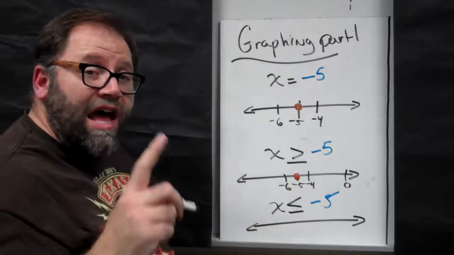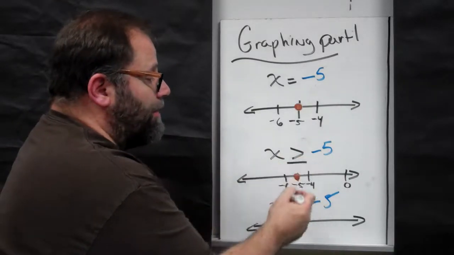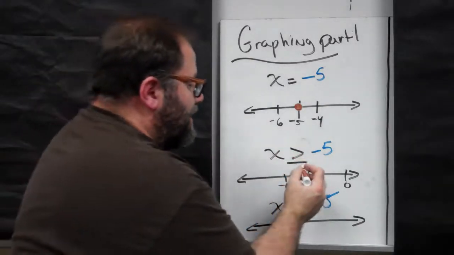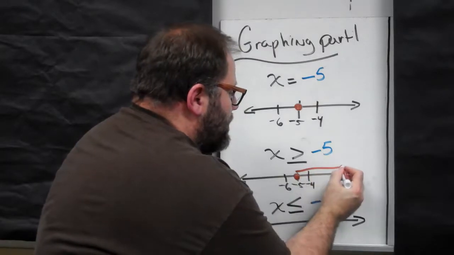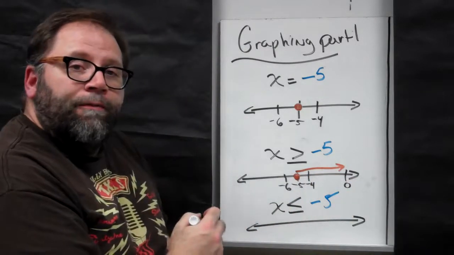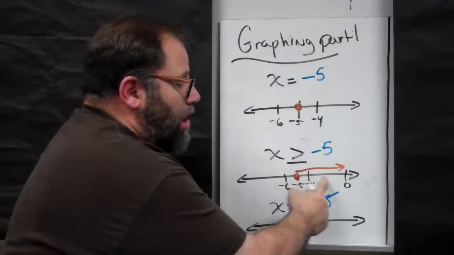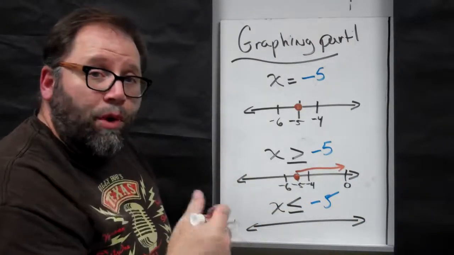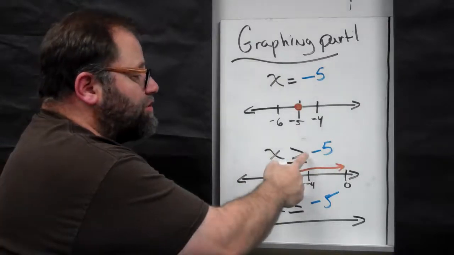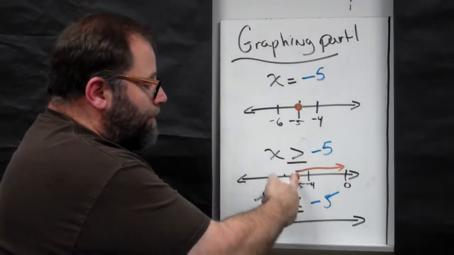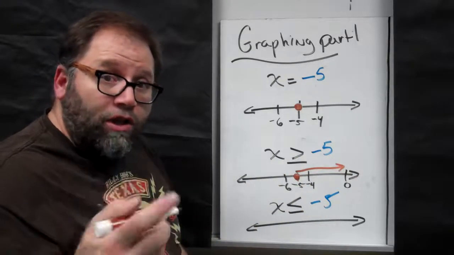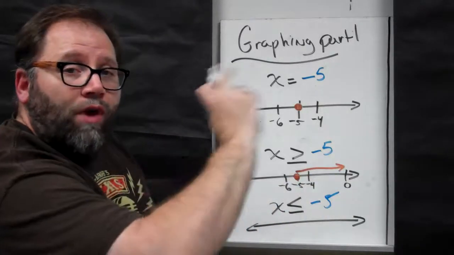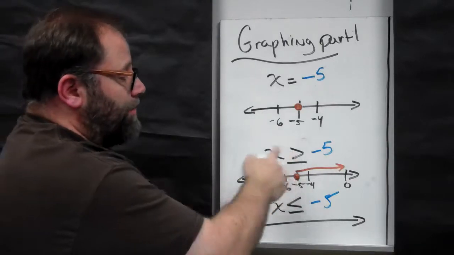Now, because it's not just equal to, it's also greater than, we're also going to draw an arrow that goes off into infinity. That's why it's an arrow, to the right. So x includes all of those values. Anything along that part of the number line is part of our solution set. X is greater than or equal to -5. We've included -5 because of the closed circle, and we've included all the numbers. We've shaded all the numbers to the right of that circle because it is greater than.